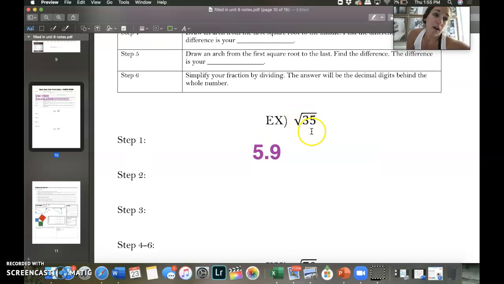So if you end up, basically, here's the bottom line. If you can answer what's underneath the radical, it's rational. If you can't answer it and you get some kind of crazy decimal number, it's irrational. So if your answer for this is a whole number, rational, decimal number, irrational.